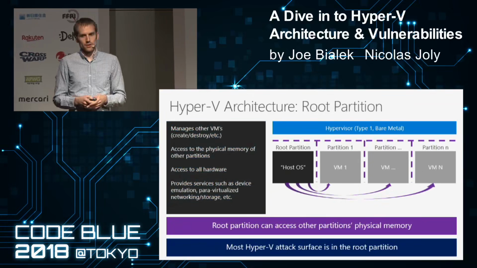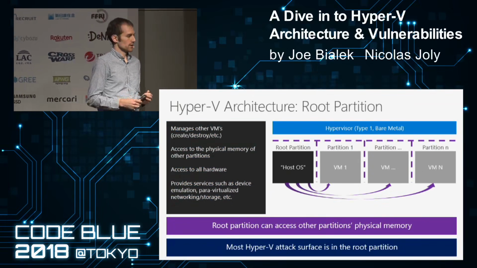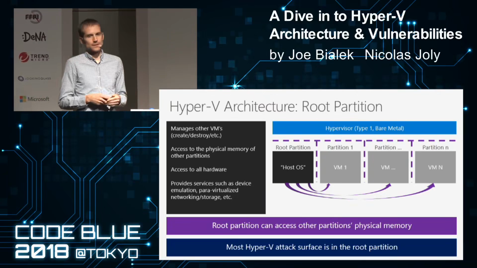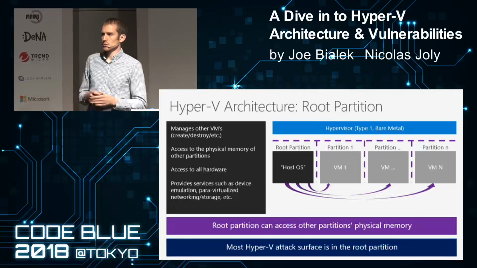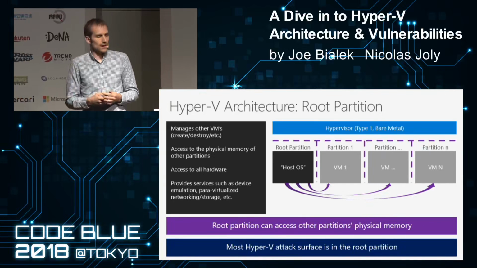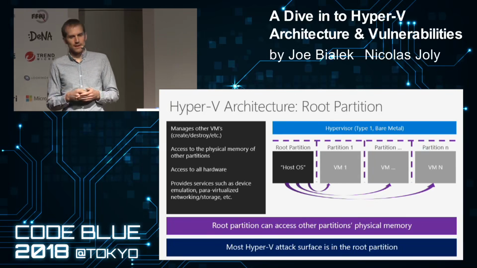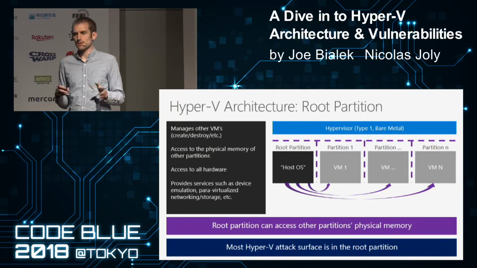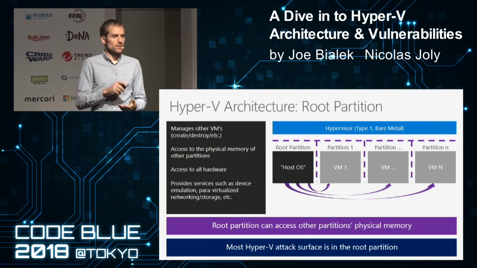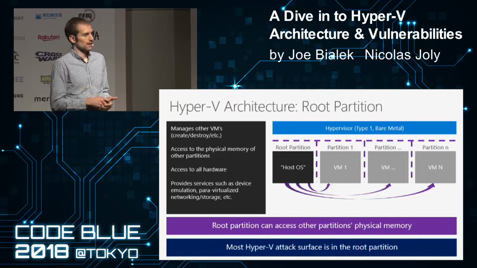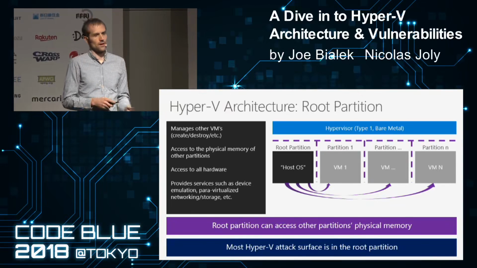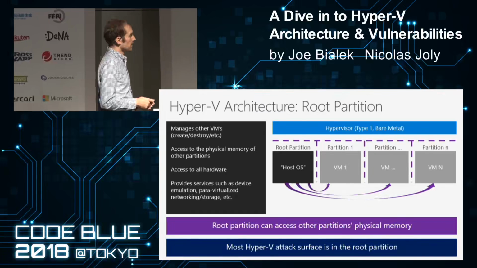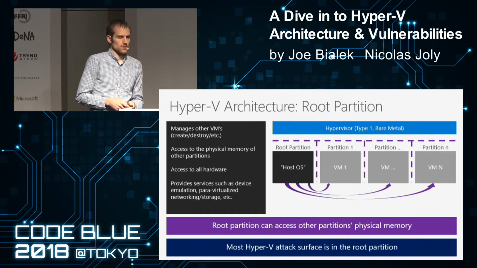So let's talk about the root partition a little bit. The root partition, or the host operating system, is a special partition on the system. It's responsible for managing all of the actual virtual machines that run. To do that, it actually needs some special access. On the last slide, I told you that the hypervisor prevents all of the partitions from accessing each other's physical memory. That wasn't quite true. The root partition has access to the physical memory of all of the other partitions. It doesn't have access to the hypervisor's physical memory, though. The root partition also has access to the CPU state of all the other partitions.